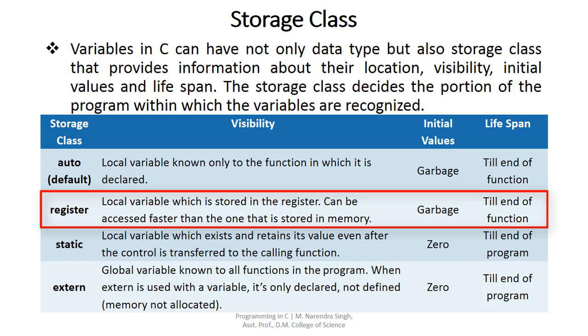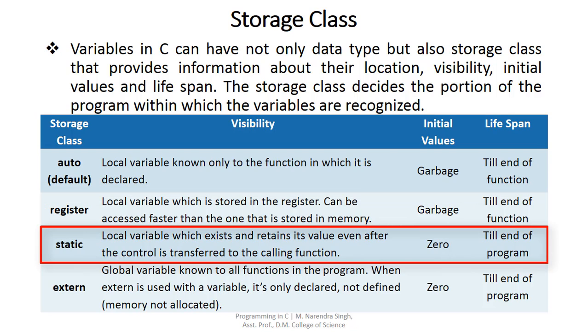The next storage class is register. Variables with storage class register are local variables which are stored in the register, not in the RAM. A register is a type of memory inside the CPU which can be accessed faster than the normal memory, RAM. The variables stored in the register can be accessed faster than those stored in the RAM. The initial values of variables of storage class register will be garbage, meaning they will contain any random value, and the lifespan of such variables will be till the end of the function, because register variables are also local variables, local only to the function in which they are declared.